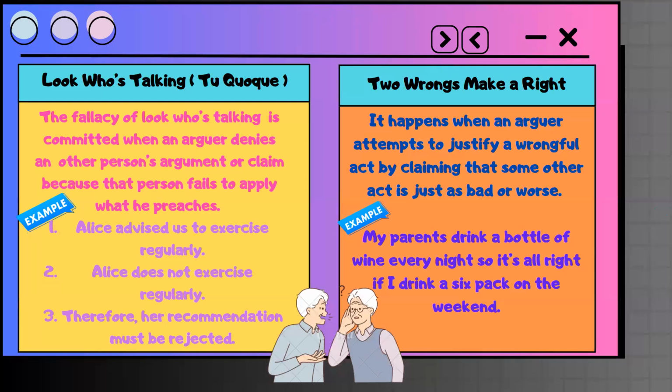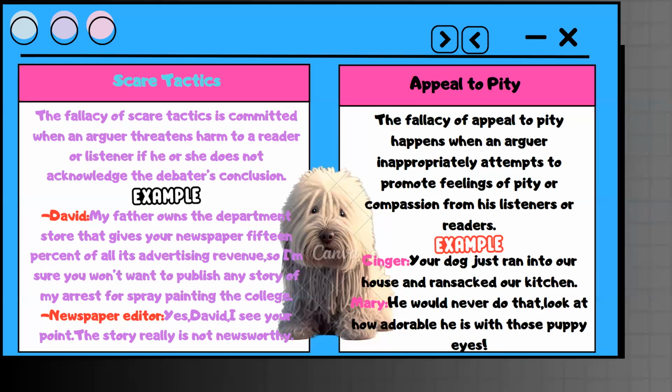And the other one, two wrongs make a right. An arguer attempts to justify a wrongful act by claiming that some other act is just as bad or worse. And there is an example. My parents drink a bottle of wine every night, so it's all right if I drink a six-pack on the weekend. We can say. And the other one, scare tactics.